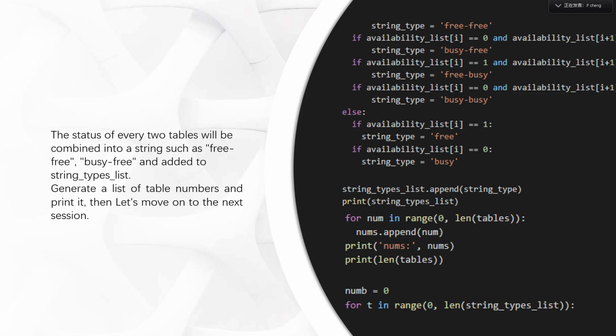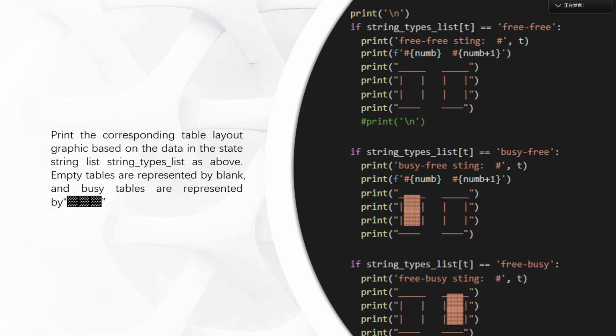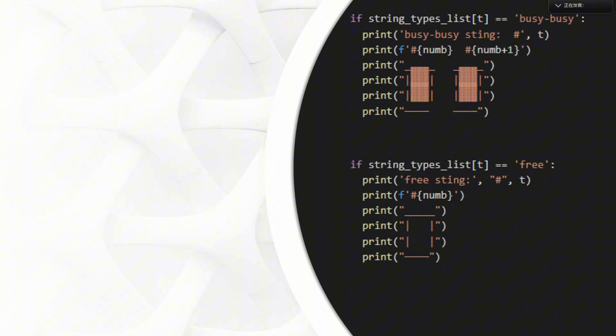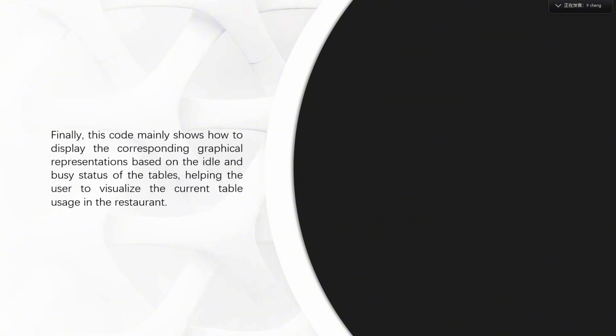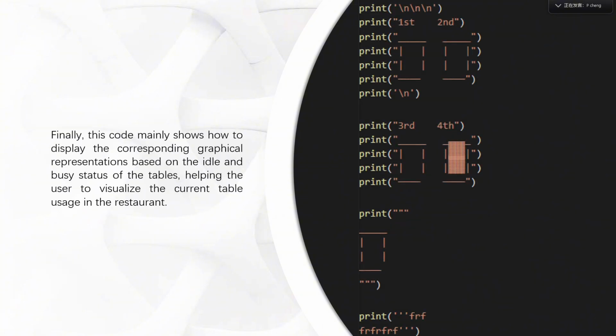Then let's move on to the next section. Print the corresponding table layout graphic based on the data in the state string list, string types list as above. Empty tables are represented by blank and busy tables are represented by these dashed boxes. Finally, this code mainly shows how to display the corresponding graphical representations based on the idle and busy status of the tables, helping the user to visualize the current table usage in the restaurant.